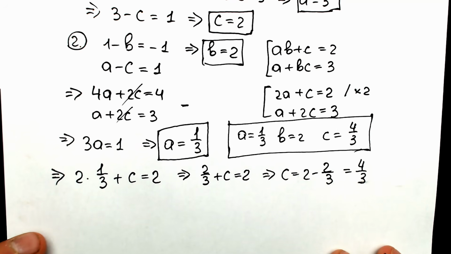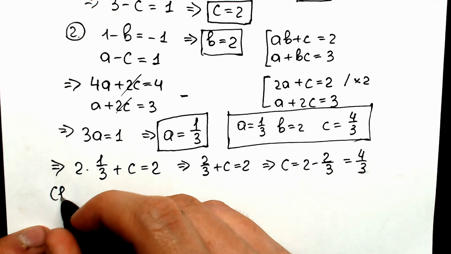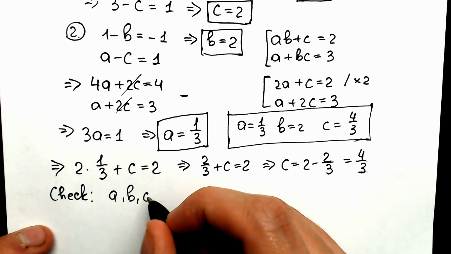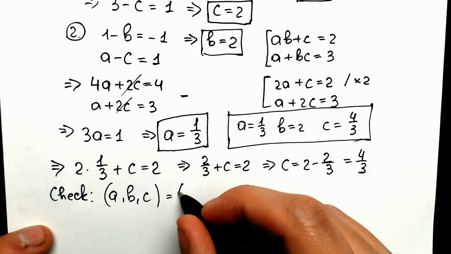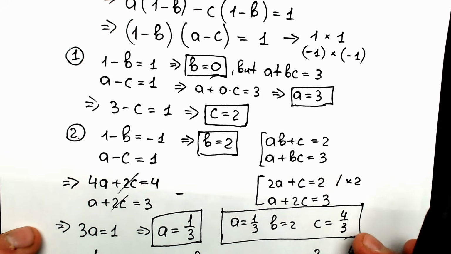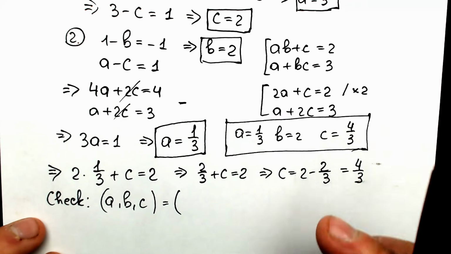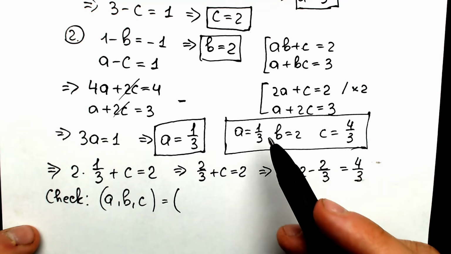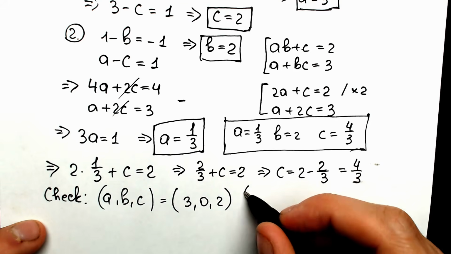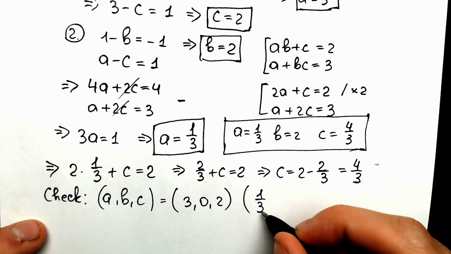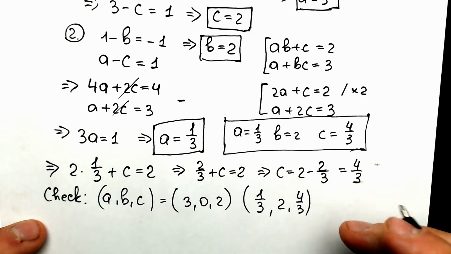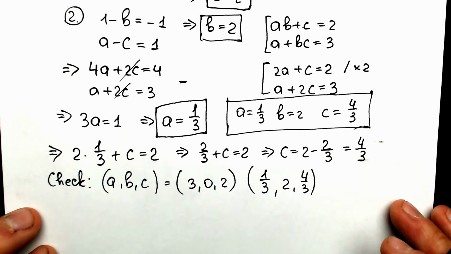And in the end, let's check our first pair. So I just write a full answer, a, b, c. In the beginning we had 3, 0, and 2. This is our first pair of roots. And second pair, we have a equal to 1/3, b equal to 2, and c equal to 4/3. So let's check it. Let's check, for example, 3, 0, and 2.